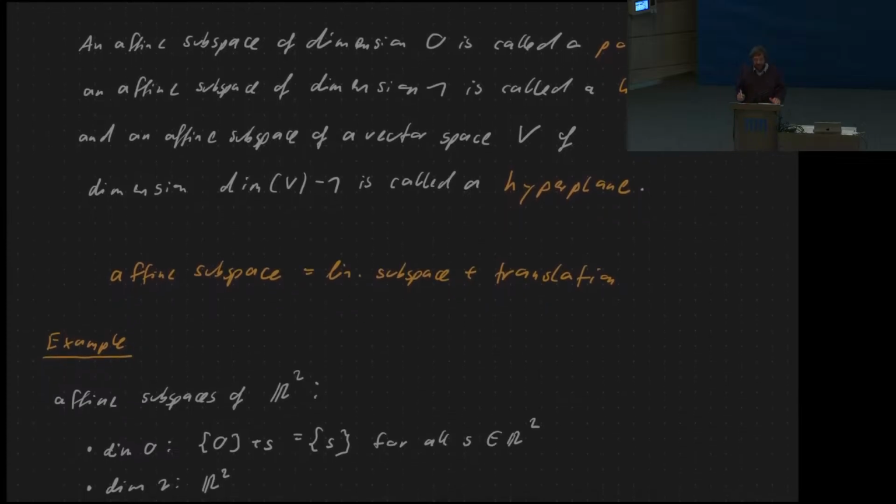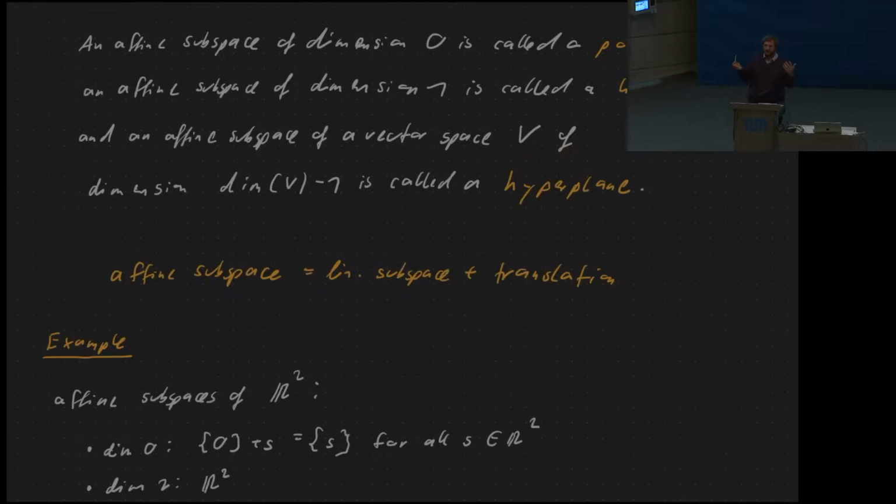And we've already used a couple of common names for affine spaces. A subspace of dimension 0 is called a point. We've just seen that. If I have dimension 1, that's called a line. Dimension 2 is often called a plane. And in general, the dimension of the surrounding vector space minus 1, that's usually referred to as a hyperplane.